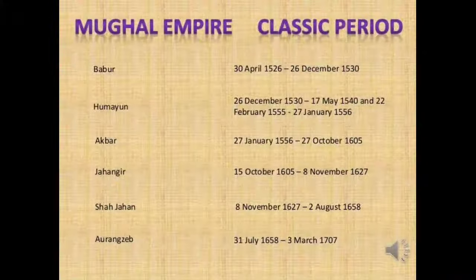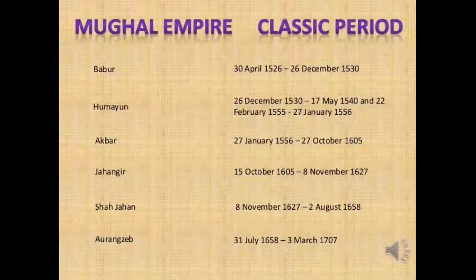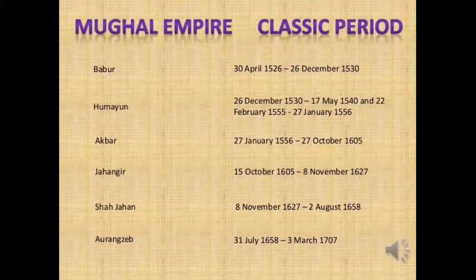So now coming to Shah Jahan. Shah Jahan ruled from 1627 to 1658. He protected the northwestern frontier with a prolonged campaign because there was a lot of insecurity in and around the northwestern frontier. And the Deccan policy was also good, that is, Shah Jahan's Deccan policy was also good.